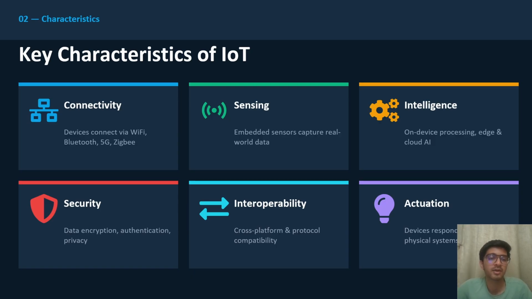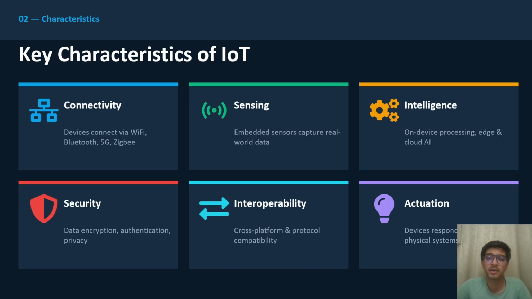Key characteristics of IoT. IoT devices share six key characteristics. First is connectivity. They must be able to communicate wirelessly. Second, sensing. They perceive real world conditions like temperature, motion, or light. Third is intelligence. They process data locally or send it to the cloud for AI driven decisions. Fourth, security, which is a critical one. All the data must be protected.